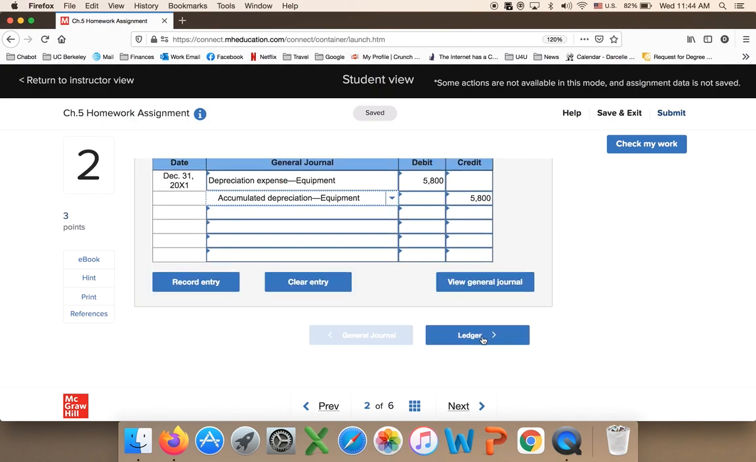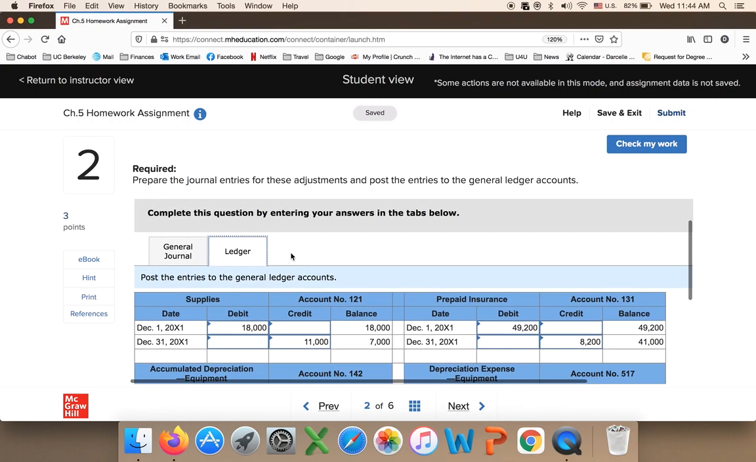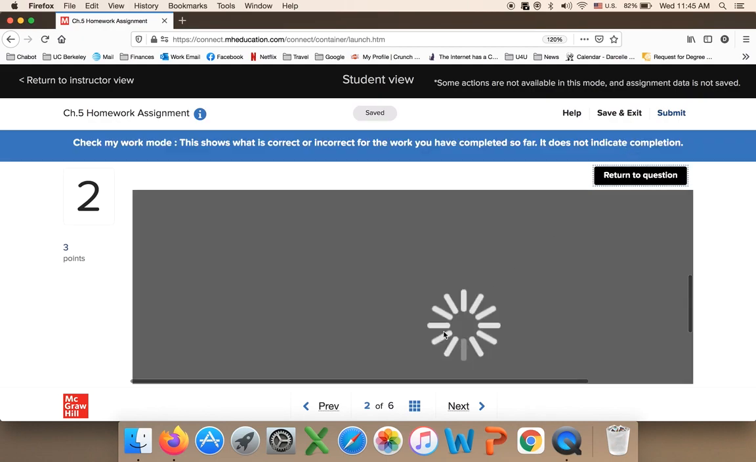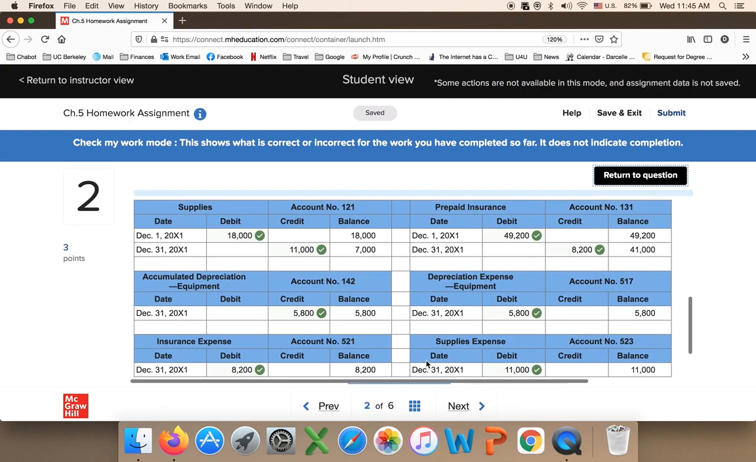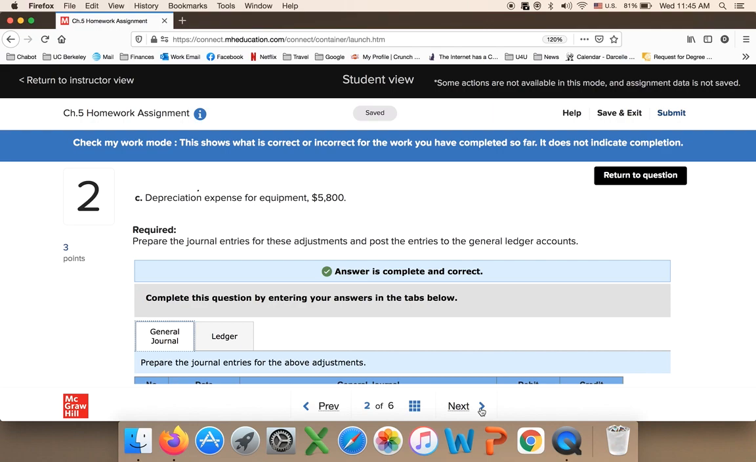Then we go to the ledger, record the entry, and we're going to debit, I'm sorry, debit depreciation expense and credit accumulated depreciation. All right, so this pretty much completes the first two problems. You have the journal and you have the ledger. Okay, I'm going to stop here and record number 3 separately.